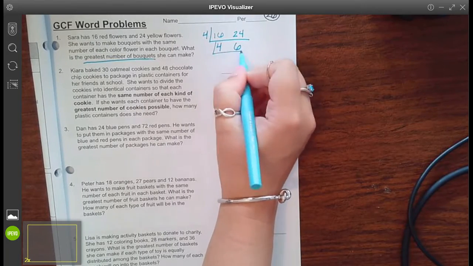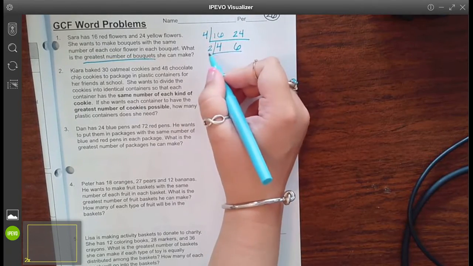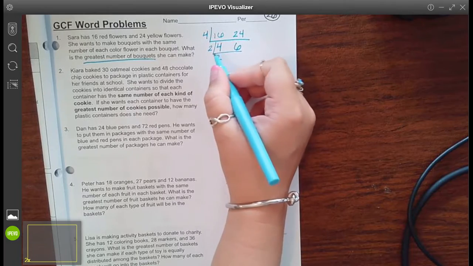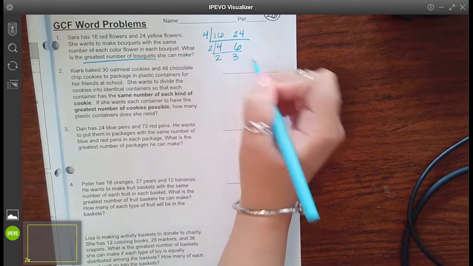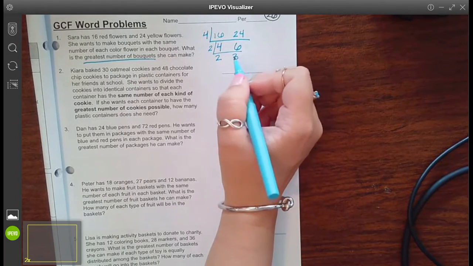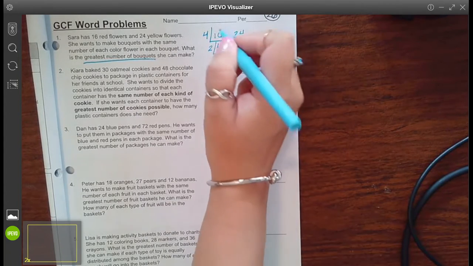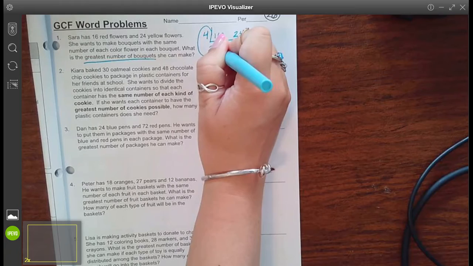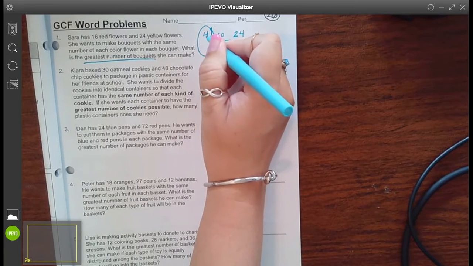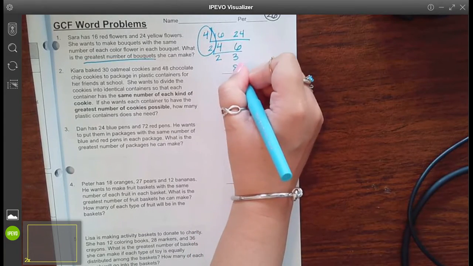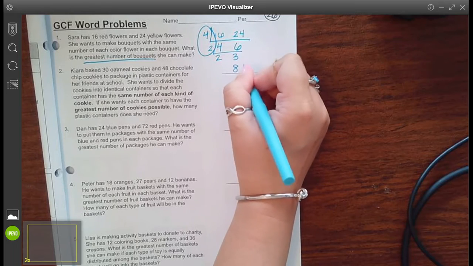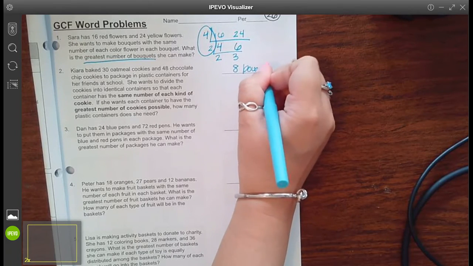Well, I see that 2 can go into both 4 and 6. 2 goes into 4 2 times, and 2 goes into 6 3 times. Can I keep going? Can anything go into 2 and 3? I'm done. So since I'm asked to find the GCF, I just multiply these numbers along the side right here. 4 times 2 is 8, which means the greatest number of bouquets that I can have is 8 bouquets.